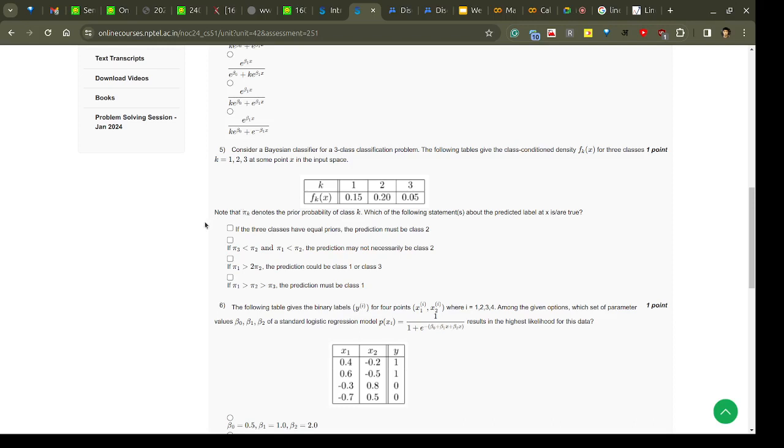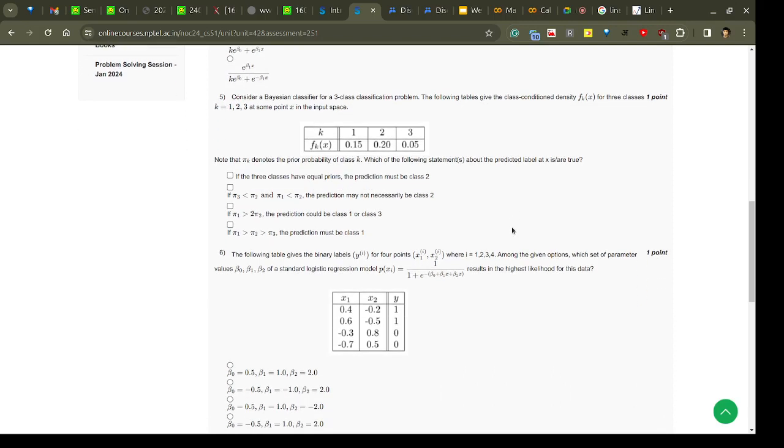Yeah, so one thing written here is that they have equal priors. So what will happen if there is an equal prior? You have to decide that. Yes, sir, got it. Similarly, there are other statements also. So these are some conditions, and you have to decide based on that.